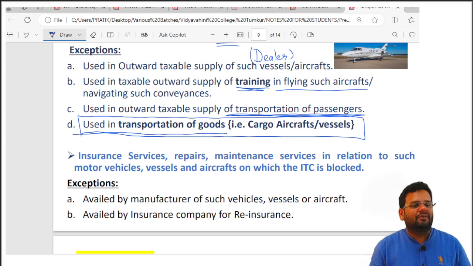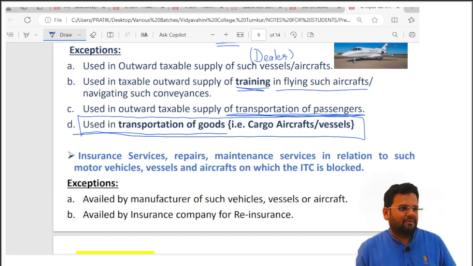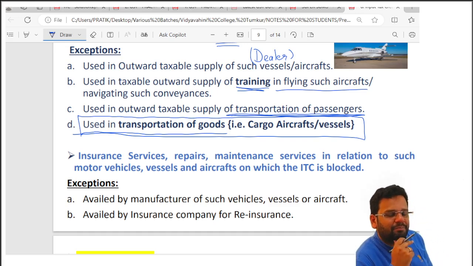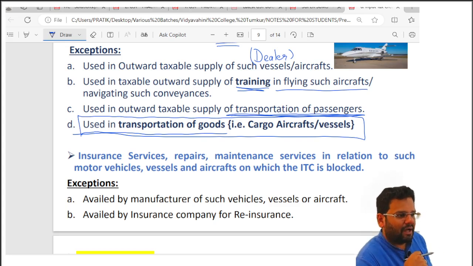Okay. Third example, FedEx. You have heard of this company? FedEx, DTDC. FedEx, a logistic company, purchases aircraft for transportation of goods of its clients. Allowed or blocked? Allowed. Very good. ITC shall be allowed. Give a hyphen.